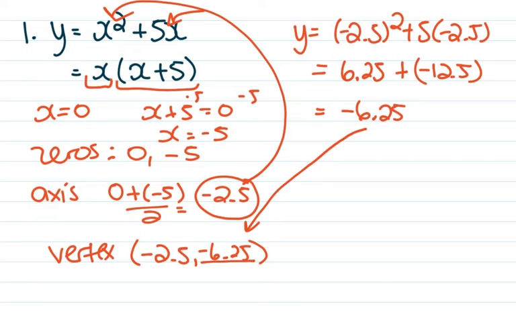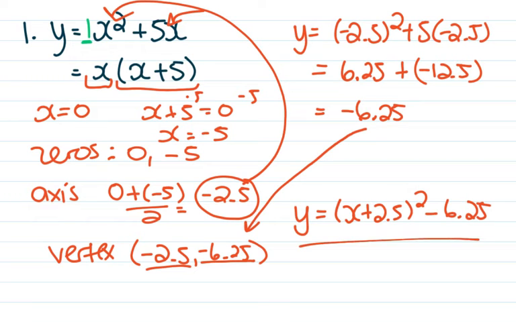Now I have to put this into vertex form, so I will start with the same a value as I'm given in the original equation, which is 1 in this case, so I don't need to write it. So y equals a value of 1, x minus negative 2.5, so x plus 2.5 squared minus 6.25. And that's now in vertex form.